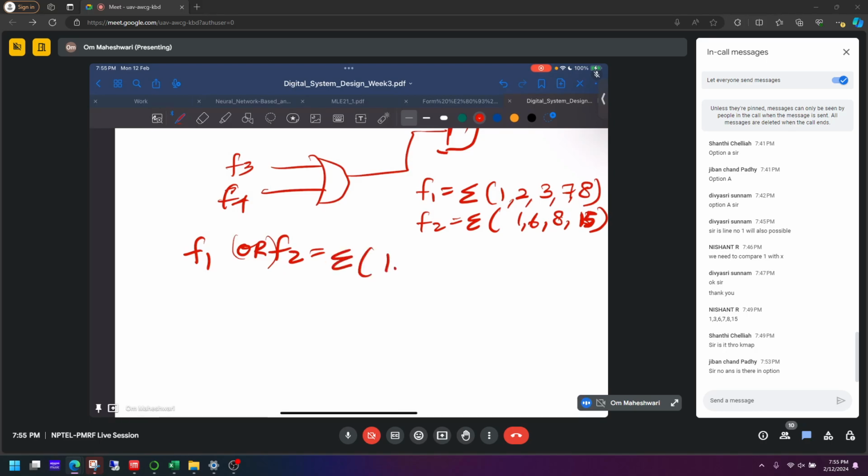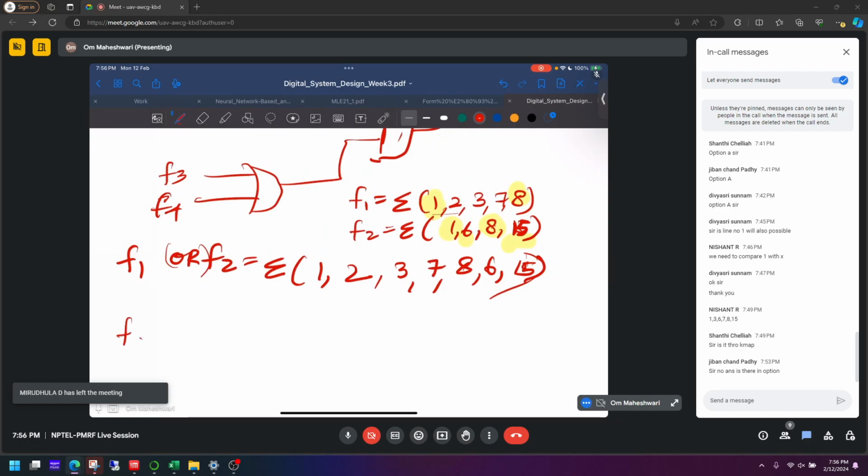Sigma 1 2, so let's write all these terms: 1 2 3 7 8. And what was not there in F1? 1 was there already. 8 was already there. 6 will be a new term, and 15 will be a new term. 6 and 15. So this is the OR of F1 and F2.